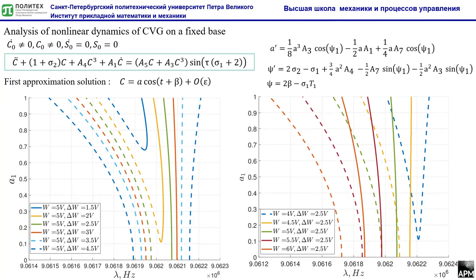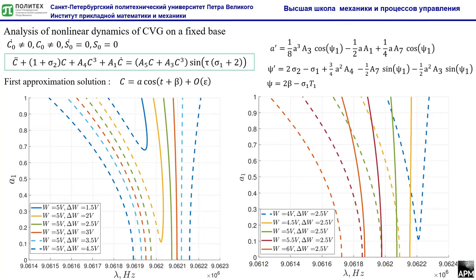For the resulting system, you can construct the frequency response. Equating the right-hand side to zero, we can find an expression for the steady state amplitude and phase. The slide shows the dependence of the steady state oscillation amplitude of the resonator on the external frequency at fixed values of the variable and constant components at the electrodes.